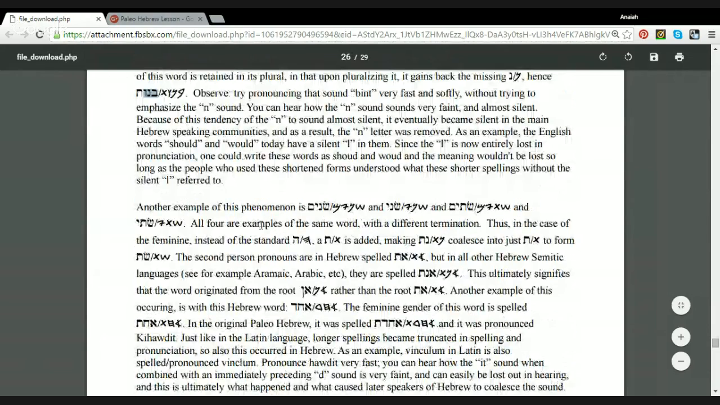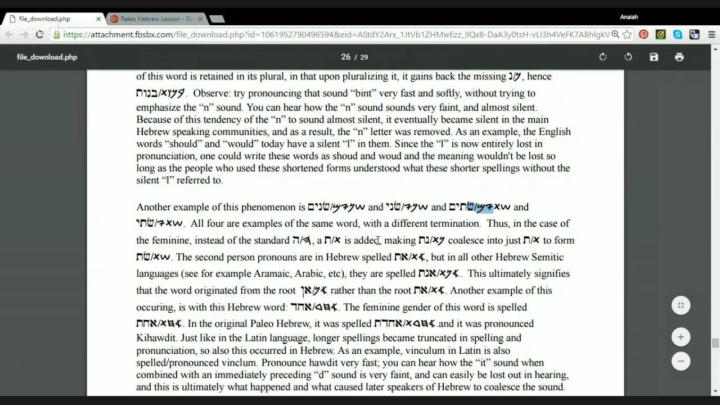This happens in other words, like in Hebrew for two you see sanim and sani, but you also see in Hebrew sitim and sati. It's the same word, but different. It's feminine. And why is that? Because the original, as it is the case in Aramaic, it was sinti and sintim. But over time, the N became silent and was removed.